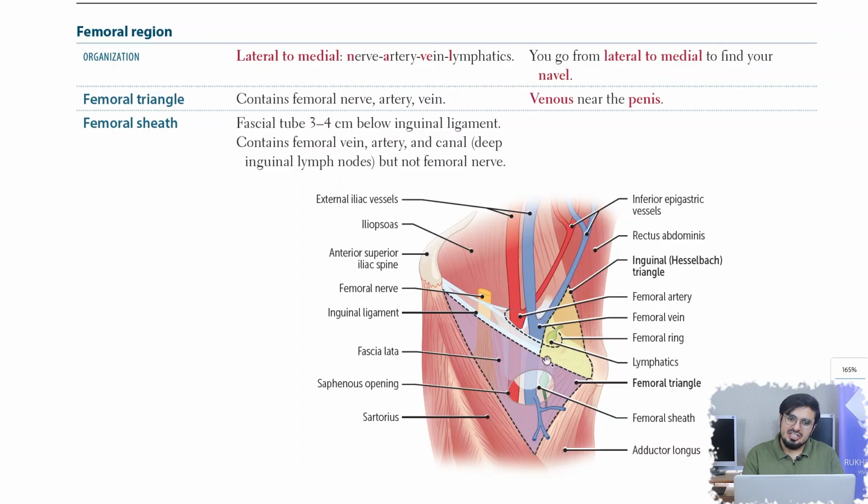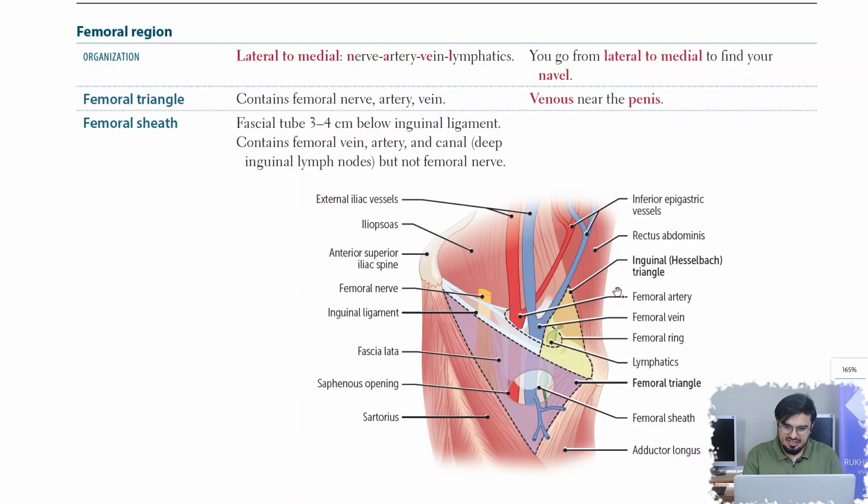Femoral sheath is a fascial tube present below the inguinal ligament, and it contains femoral artery and femoral vein, but not the femoral nerve. So that's a key point that should be kept in mind while solving questions that might test your concept about the anatomical structures of femoral sheath and femoral triangle.